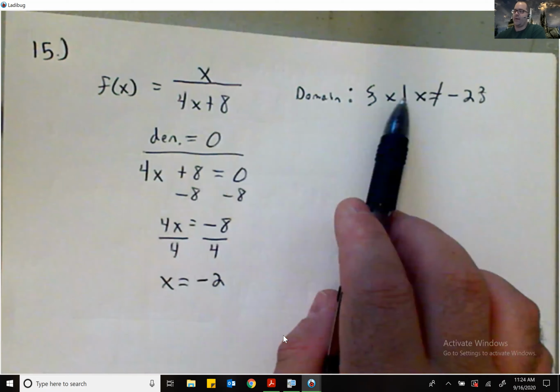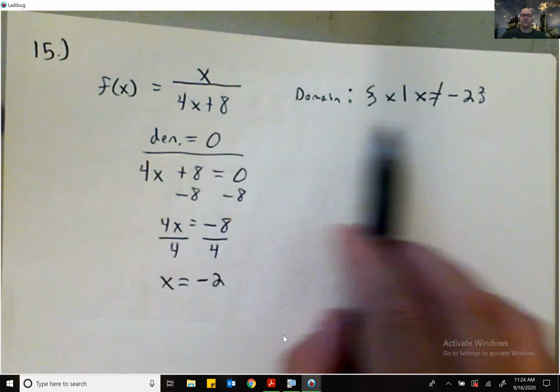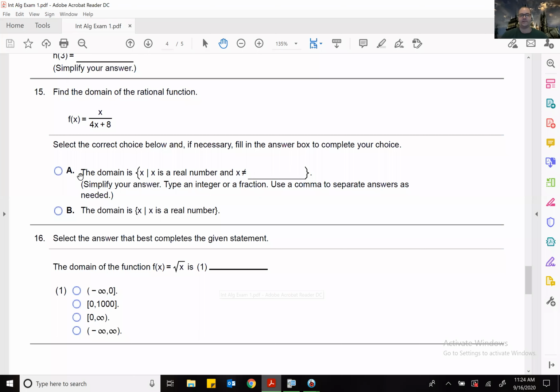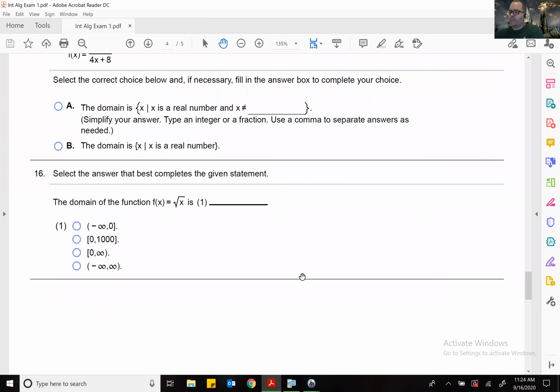So that's the domain. When you come back to your test, you're going to select A, and then all you have to put in here is the number you found, -2. Everyone good on that? Okay. 16. Again, another domain question.